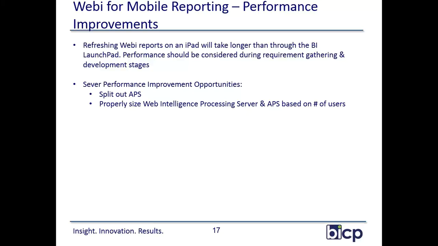The next point I want to go over is ensuring that you properly size your Web Intelligence Processing Server and the APS based on the number of users. If you have 1,000 users, for example, you're probably going to want to create a cluster with multiple nodes, each with a Web Intelligence Processing Server and an APS, instead of just one node that has one APS and one Web Intelligence Processing Server.